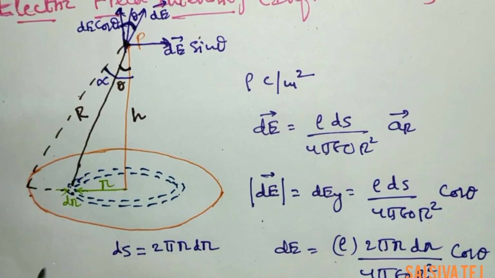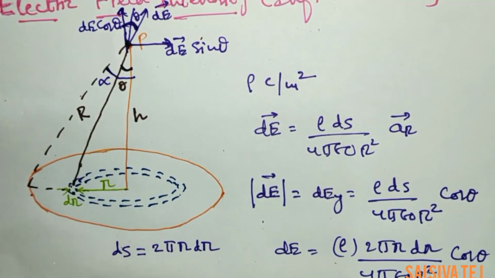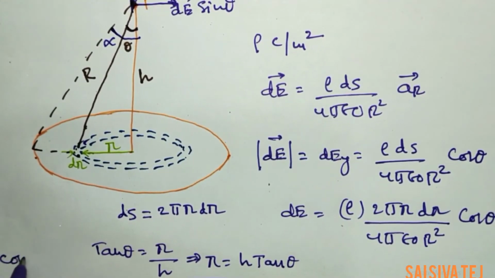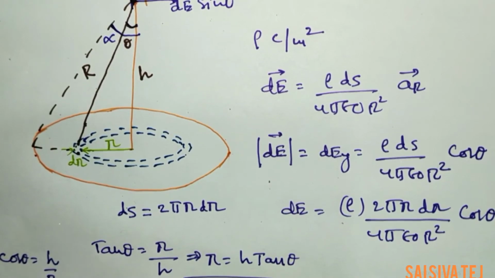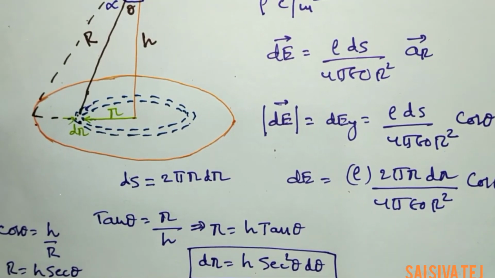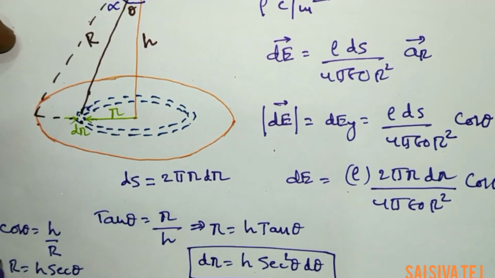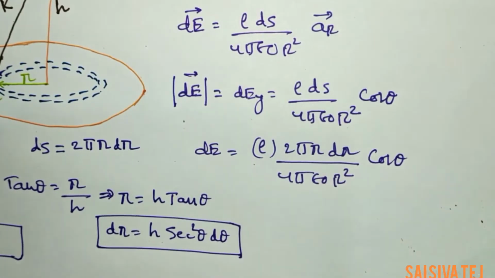And similarly you find out, see here, cos theta is equal to h by R, and from this we are going to get capital R is equal to h by cos theta, or you can write it as h secant theta. Now substitute these two parameters here. R is equal to h secant theta and dr is equal to h secant square theta d theta.